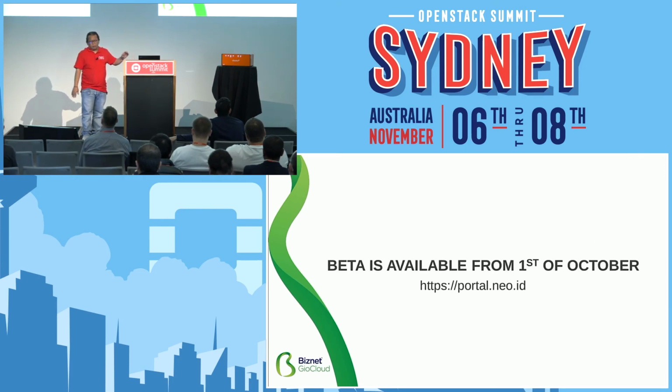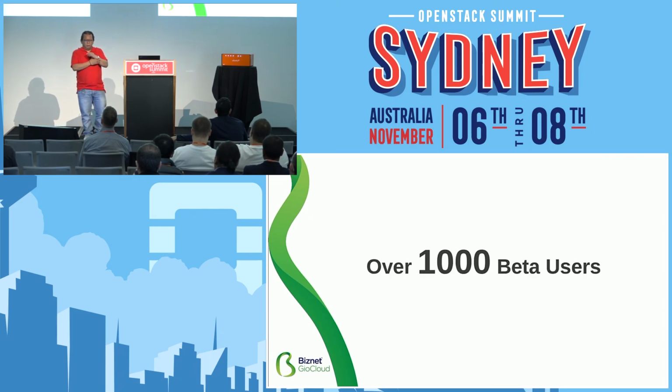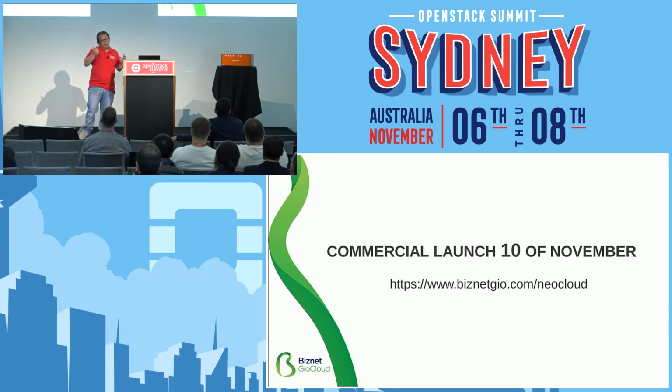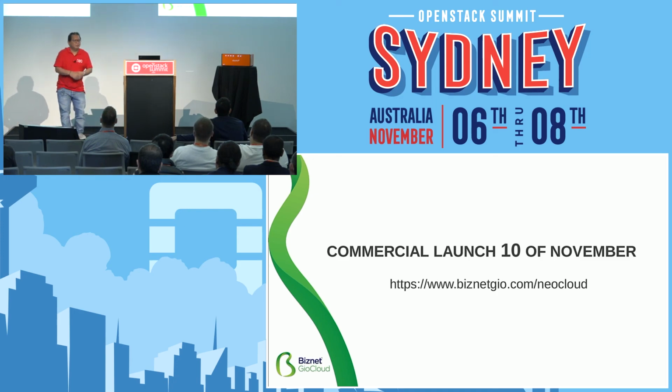And we are in beta right now. We started on the 1st of October. This is the beta registration portal, portal.neo.id. Amazingly, we have over 1,000 beta users and 500 or 600 VMs created. And this Friday we're going to commercial launch, which means we're going to start charging those VMs to our users. So I think that's about it. Thank you very much.